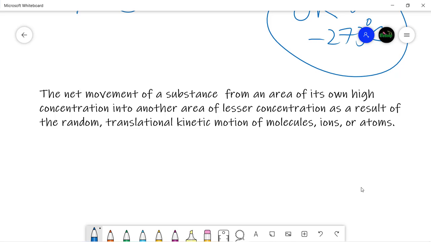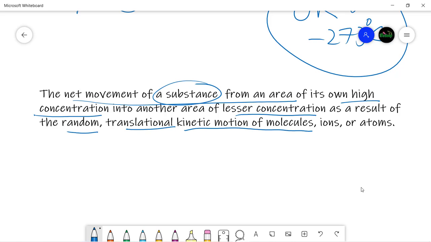Here is the definition of diffusion based on the energy considerations, especially the translational kinetic energy. It's almost the same definition: the movement of molecules of a substance from its region of high concentration to a low concentration, as a result of the random translational kinetic motion of molecules, or it might be ions or atoms. So now, after discussing the laws of thermodynamics, after considering various aspects of energy and the Gibbs free energy, we can understand the process of diffusion in a better way.